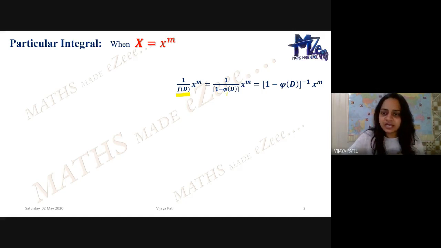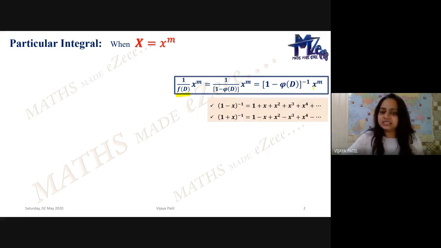What is this phi of D? Phi of D is again a function, but we have to express this f of D as 1 minus phi of D, and x to the power m we are operating it on that. And then we'll be doing this 1 minus phi of D to the power minus 1 on x to the power m. Why? For this. So we are expressing this f of D in terms of 1 minus phi of D to the power minus 1 to take the help of this.